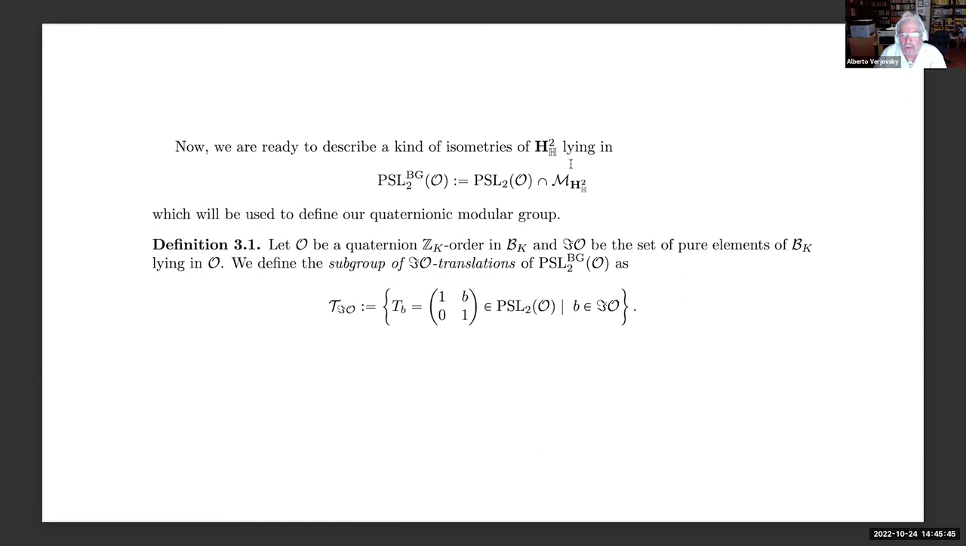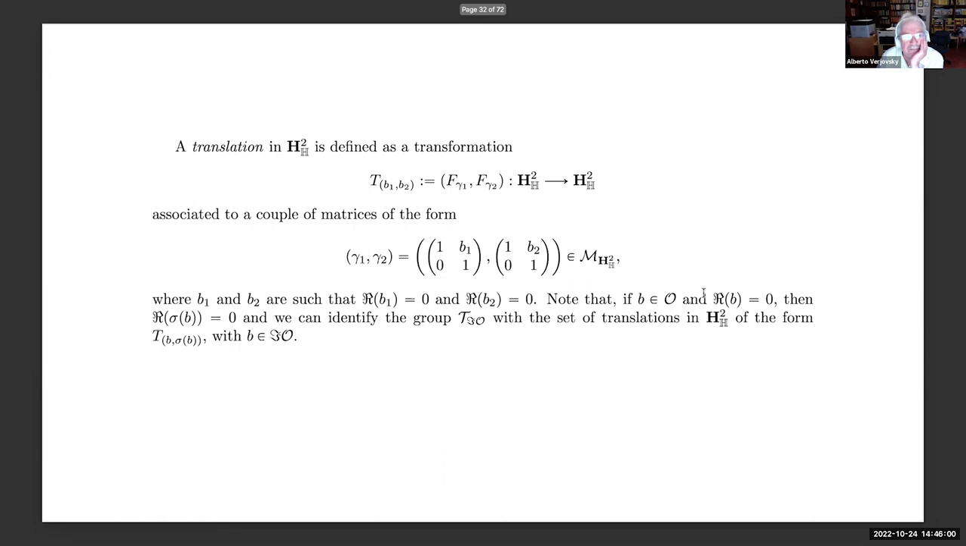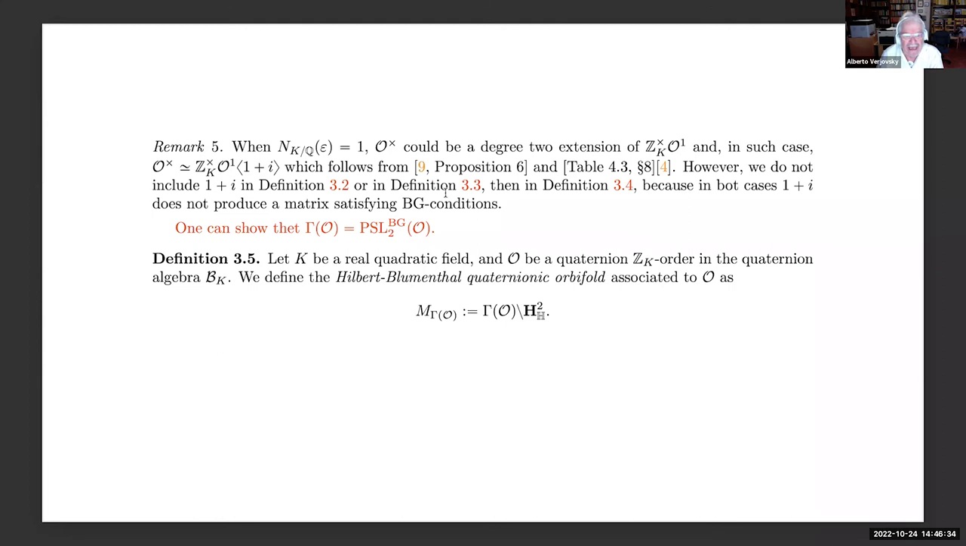The group of Möbius transformations that satisfies the BG conditions of this type, where B is a pure imaginary element, is the group of translations. And so here, given B1, B2, you have this action. Okay. Anyhow, so let me just synthesize.